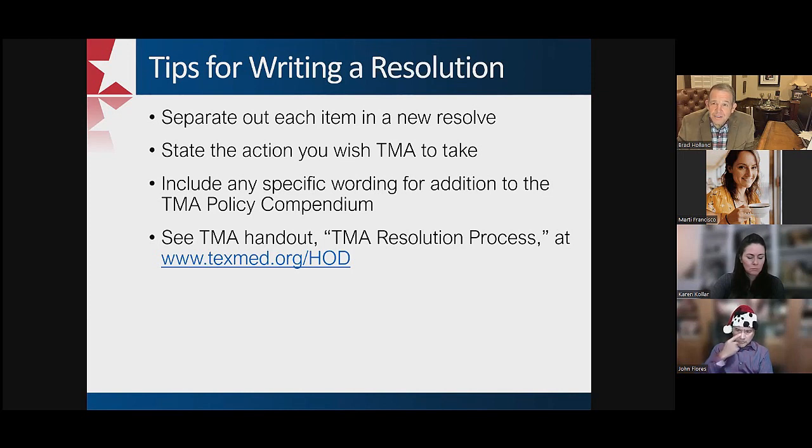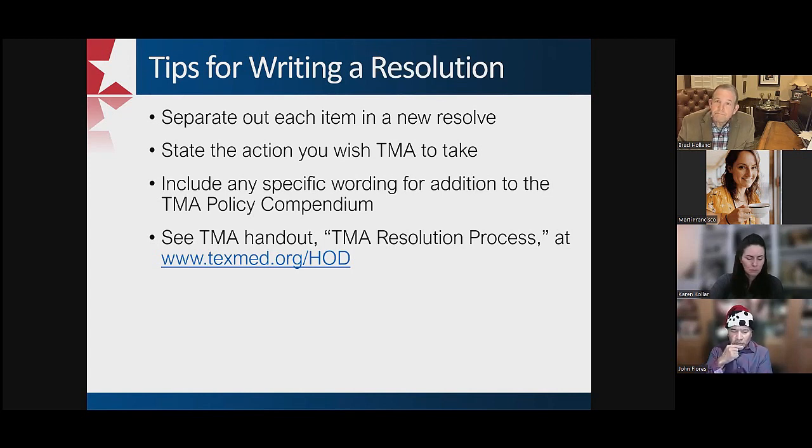Whereas you may be giving factual support, the resolve itself should be purely the action. So you don't need to be justifying or giving the reasons for the action in the resolve part. The resolve should be purely the action. Do you have anything specific? Yeah, go ahead.